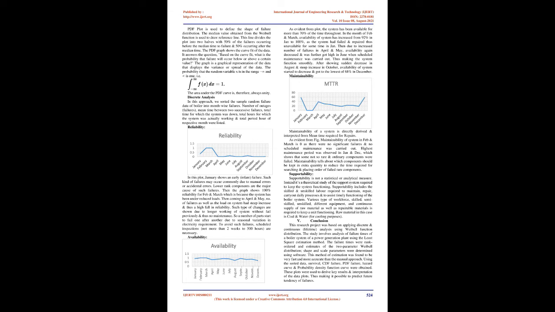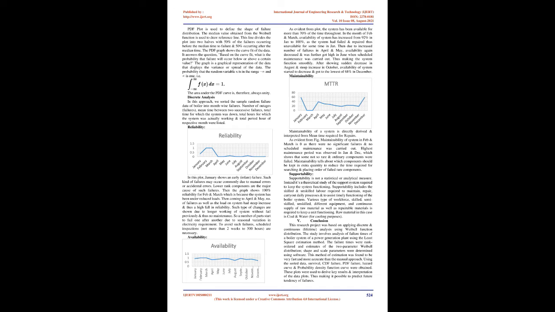Then coming to April and May, the number of failures as well as the load on the system had a steep increase and thus a high fall in reliability. Such changes are shown due to longer working of the system without failure previously and thus no maintenance. So a number of parts start to fail one after another due to seasonal variation in electricity requirement. To avoid such failures, scheduled inspections, not more than 2 weeks to 500 hours, are necessary.